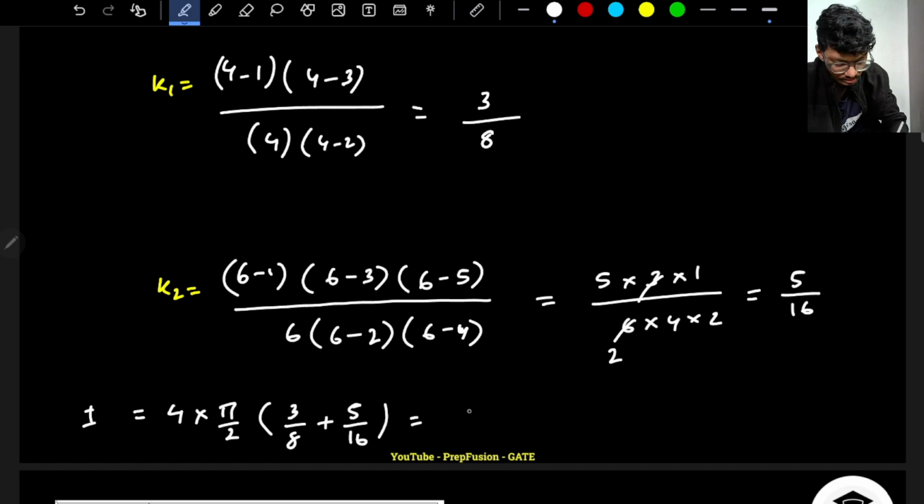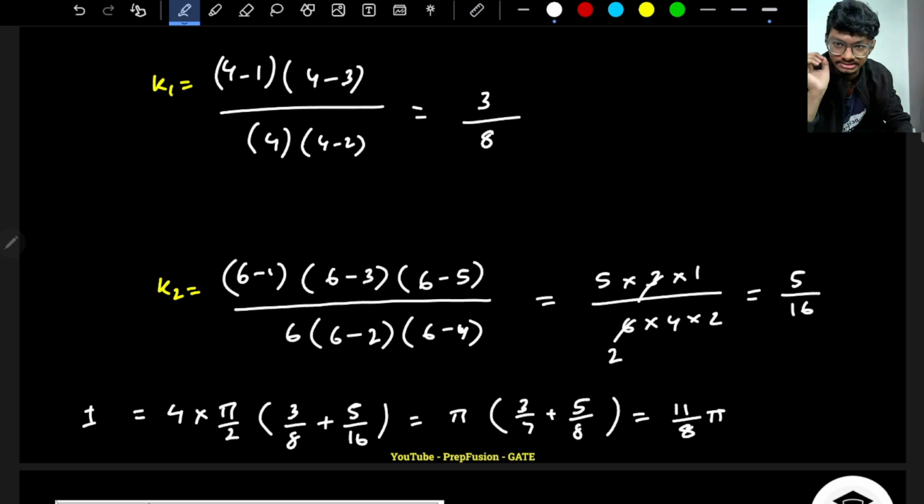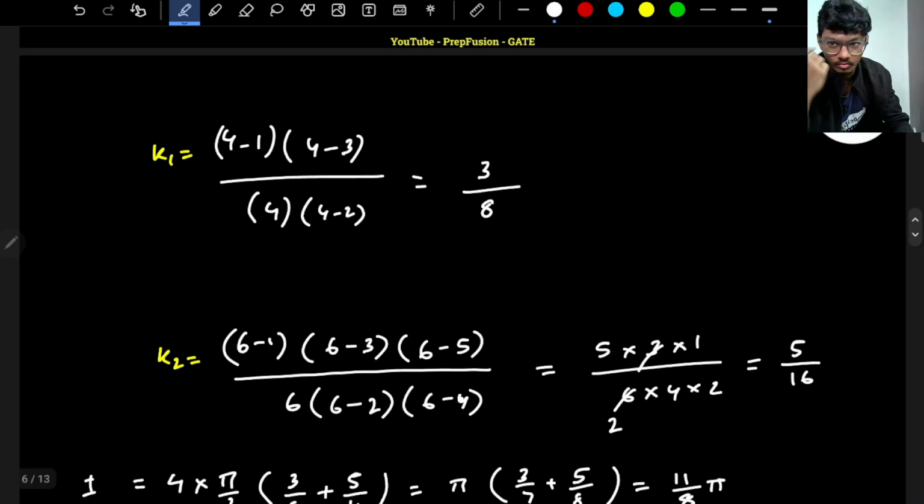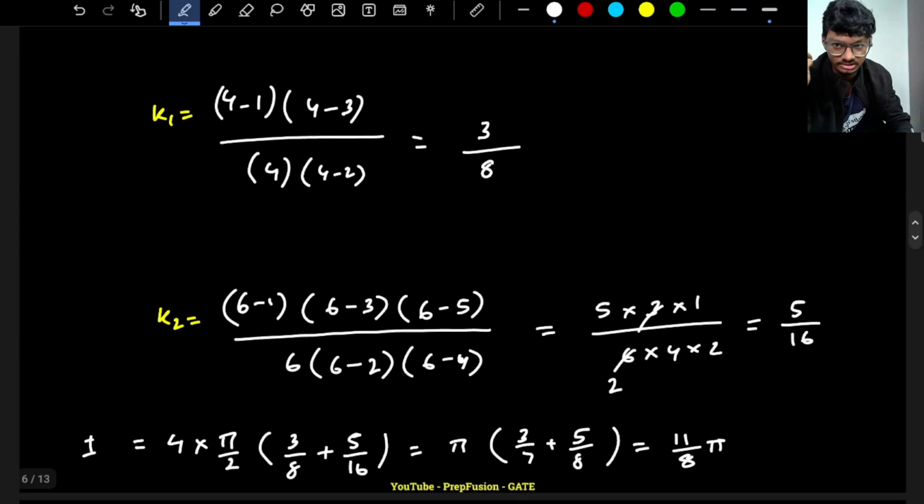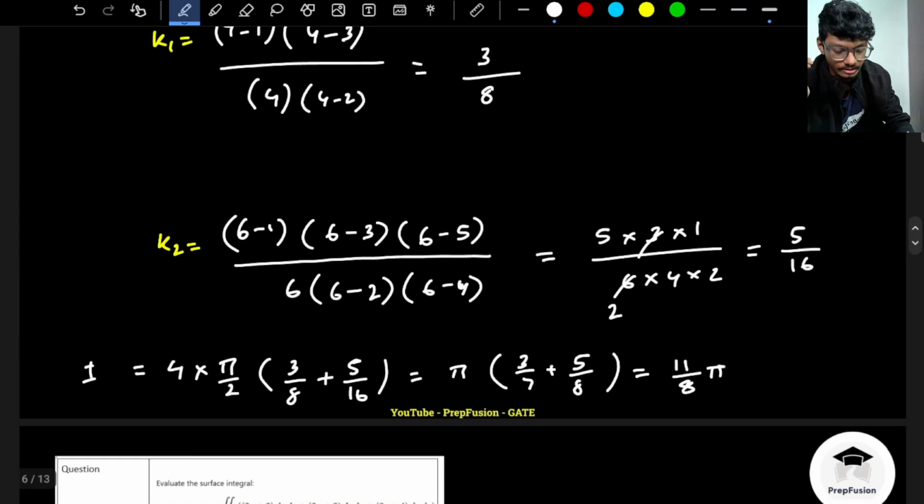Pi will be outside, this will be 2 times (3 by 4 plus 5 by 8), or 6 plus this, so it will be 11 pi by 8. 11 pi by 8 will be the answer for this question. Just a bit lengthy, just the formula you have to know. That's why I feel this question is on the moderate side. If you don't know the formula, you will simply not be able to solve it. It will take you a huge amount of time.